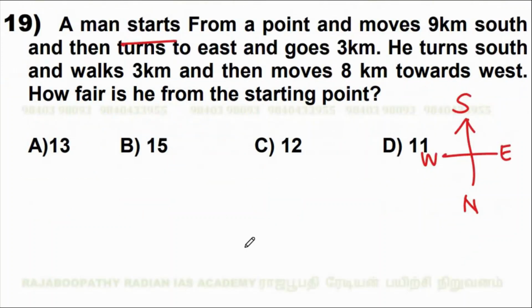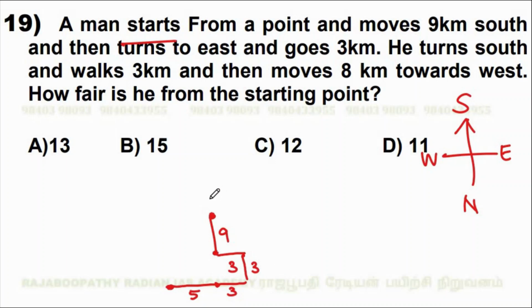So a man starts from a point and moves 9 kilometers south. Then he turns east and goes 3 kilometers. Then he turns south and walks 3 kilometers. Then he moves 8 kilometers towards west. 8 means this side is 3, this side is 5. How far is he from the starting point?